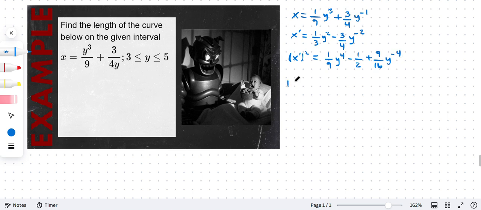All right, we'll go ahead and add 1 to that. And that's just going to make me angry. Sorry. That's just going to turn this negative 1/2 into a positive 1/2.